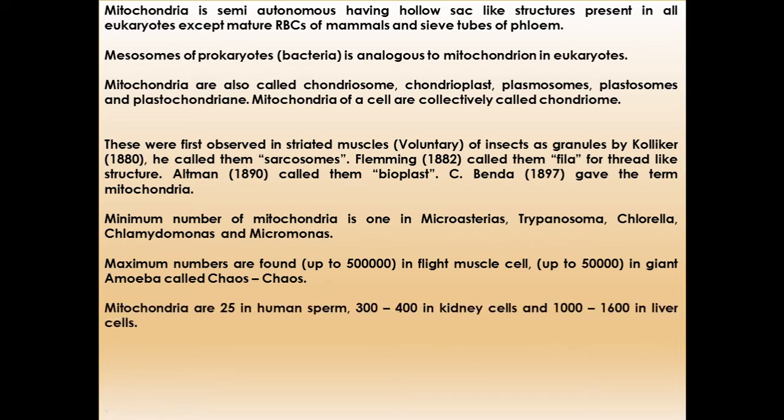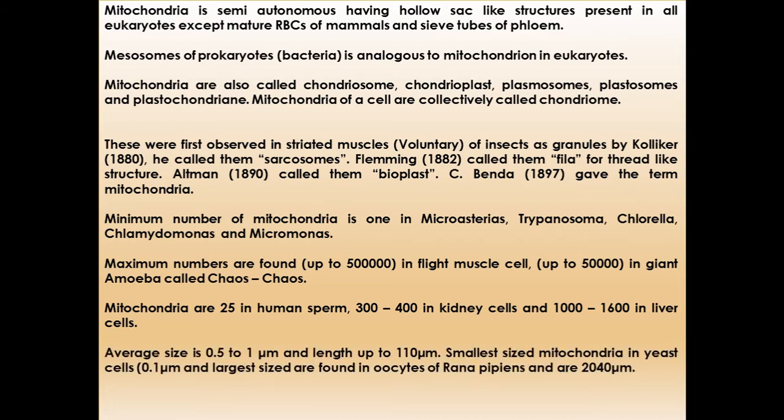Now, in human sperm 25 mitochondria are there. In kidney cells 300 to 400 mitochondria are there. In liver cells 1000 to 1600 mitochondria are there. So you can see all are high metabolism cells, or cells with high metabolic activity. So sperm 25, kidney 300 to 400, and liver cells 1000 to 1600.